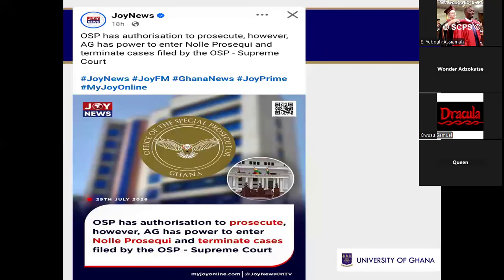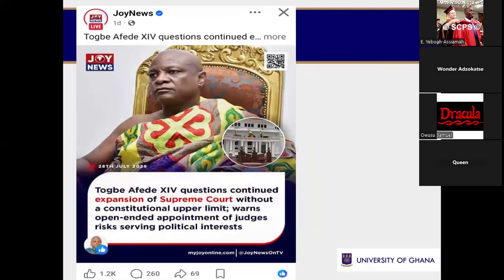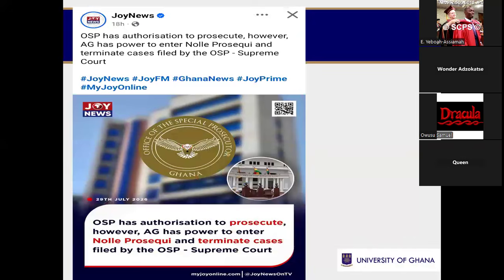So just as we were talking about packing the courts, weaponizing the courts, just yesterday, what the OSP feared.